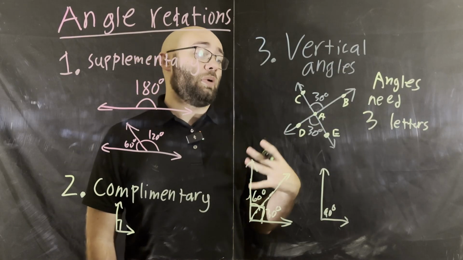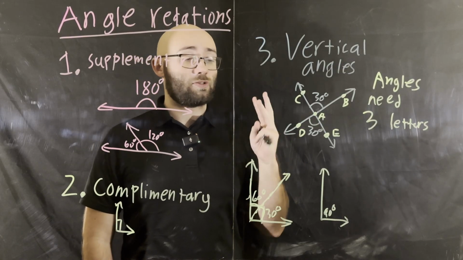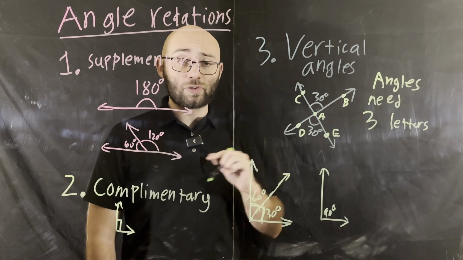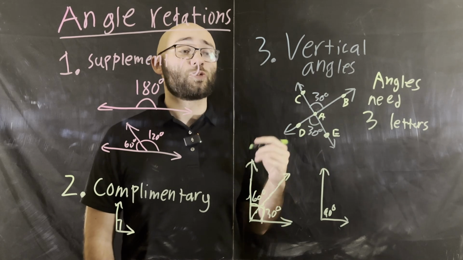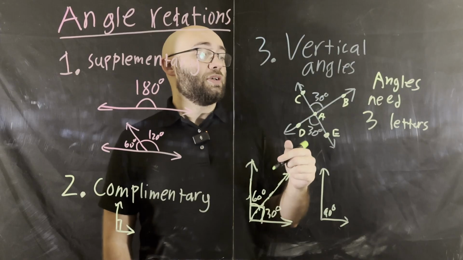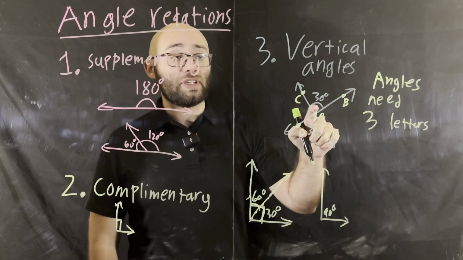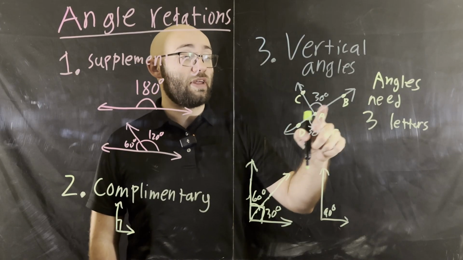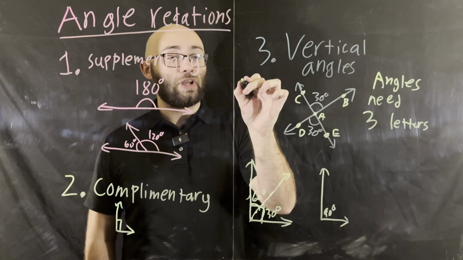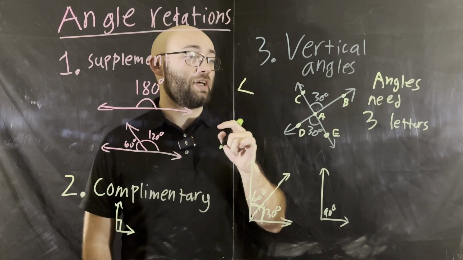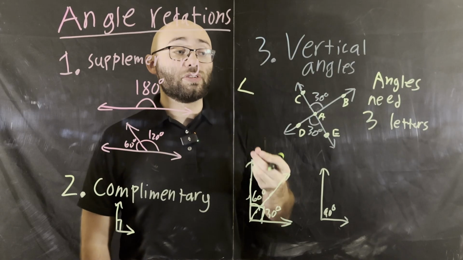And so how we notate it is we use 3 letters. And when you say those 3 letters in a row, it should rebuild the angle. So let's talk about this top 30 degrees. If I wanted to mention that angle in my work, I would draw a little angle sign first, then I'd rebuild that angle.